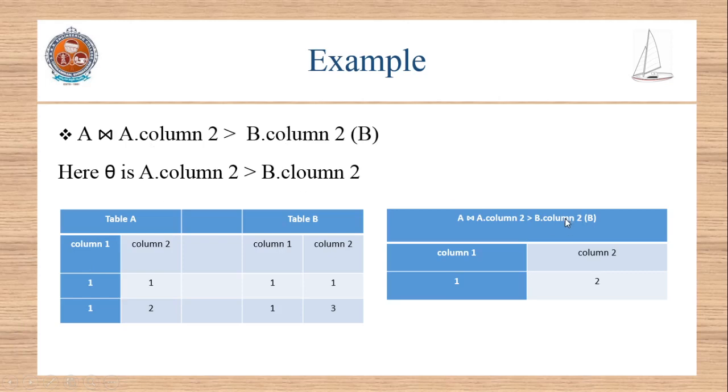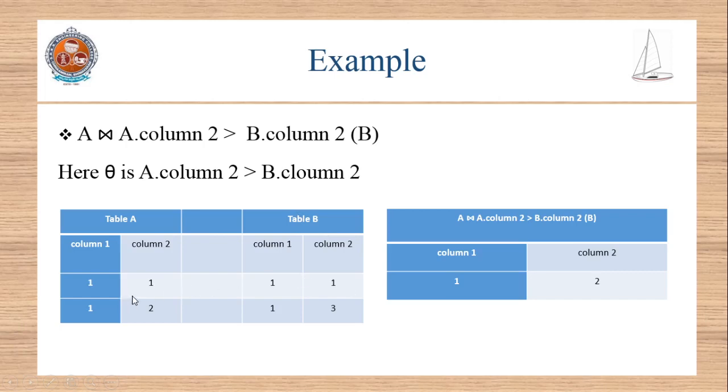When this condition is satisfied, all those tuples from relation A which satisfy this condition will be shown in the output. We have taken the same old relations, table A and table B, which we considered while discussing our previous relational operations. Table A has two columns, column 1 and column 2, and table B also has two columns, column 1 and column 2. The condition we check for performing the join is that the column 2 value of A must be greater than the column 2 value of relation B.